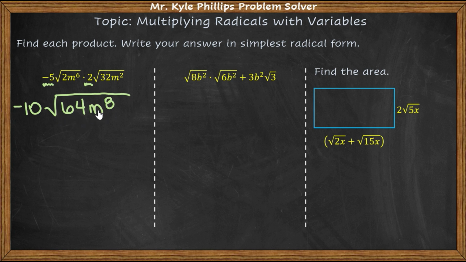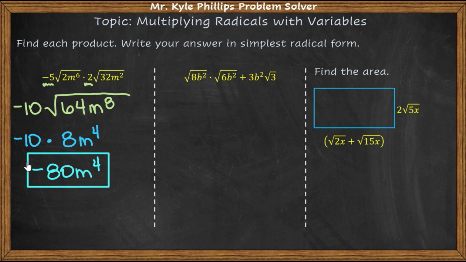And now we're going to simplify this expression. So the square root of 64 is 8. And 8 is an even number, so 8 divided by 2 is going to give us 4. So this is going to reduce to 8m to the 4th. Now I can multiply, and my solution is negative 80m to the 4th, and that's going to be my answer in simplest form.